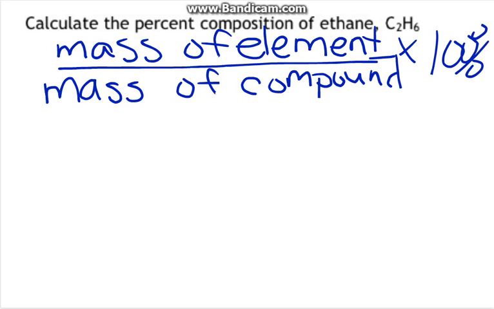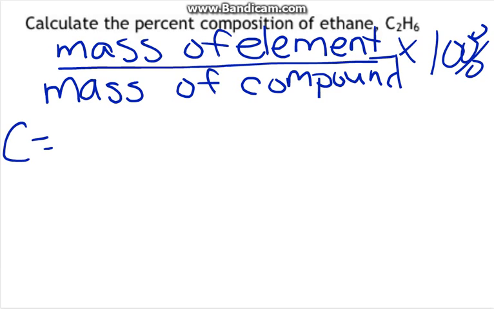They did not ask you for one specific element. They asked you for the whole percent composition. So what that means is you have to figure out the molar mass of that whole compound, and then you have to do two different problems. You have to find the percent composition of carbon and the percent composition of hydrogen. So what we're going to do is come up with the molar mass of the whole thing.